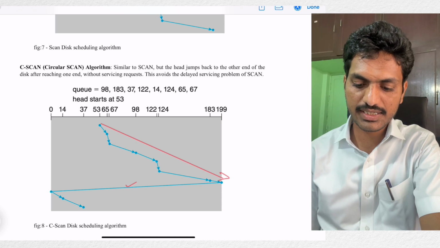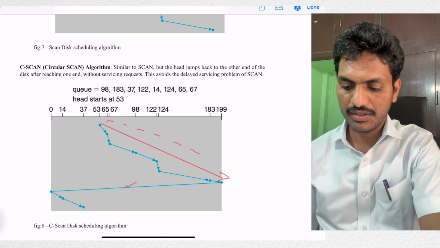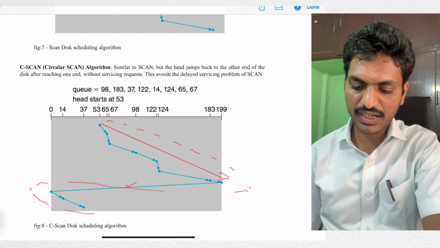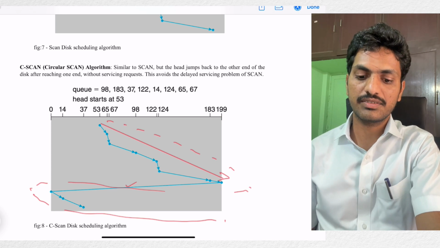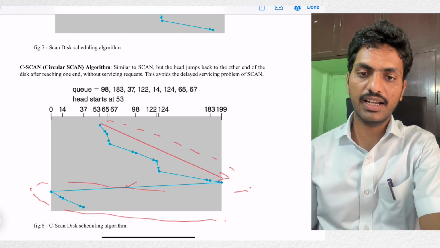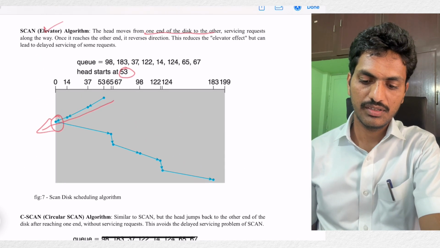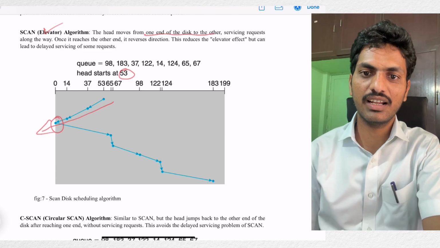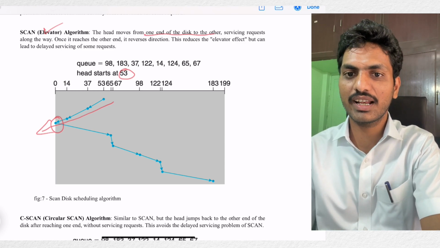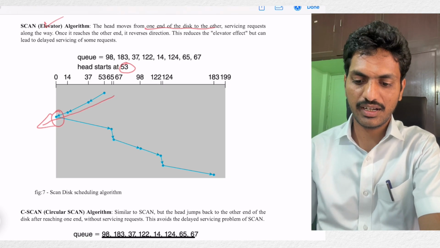See here, it is a circular motion. Starting from here and going to this side, again coming to this side. This is a circular motion. That's why it is called circular scanning. Scanning means scanning from one end to the other end. Whatever requests you encounter on the way will be read.